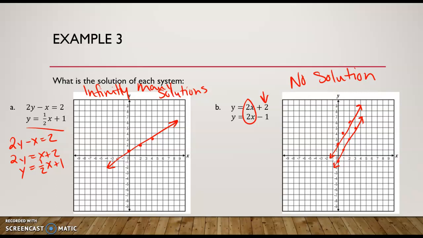Infinitely many solutions graphs the same line because it has the same slope, same y-intercept, and then you have your single solutions which have different slopes and either the same or different y-intercepts.